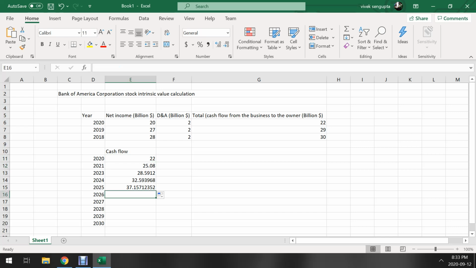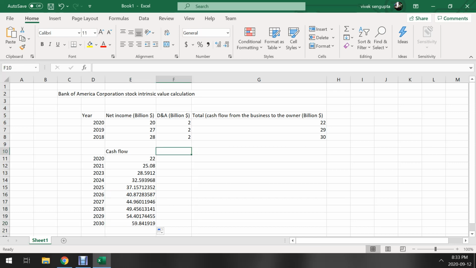Now beyond 5 years, let's say we don't have the visibility of what's going to happen at the bank, right? It may grow at a faster rate, same rate, or lower rate. What we are going to do is we are just going to be a bit conservative. It's always good to be a bit conservative because then you will have a big margin of safety. So what I'm going to propose is it's going to grow after 5 years at 10%, right, instead of 14%. So for the next 5 years till 2030, I have grown this cash flow at 10%.